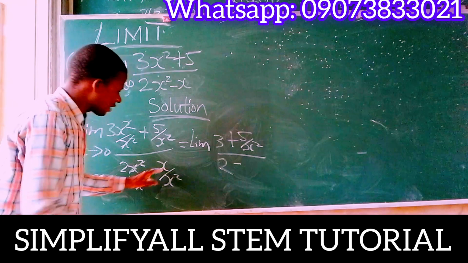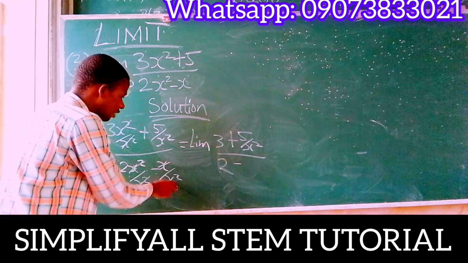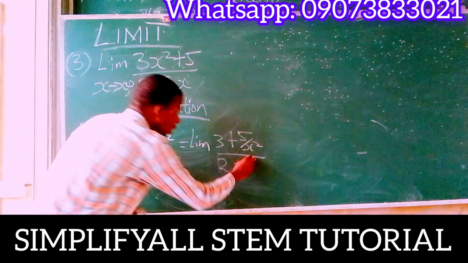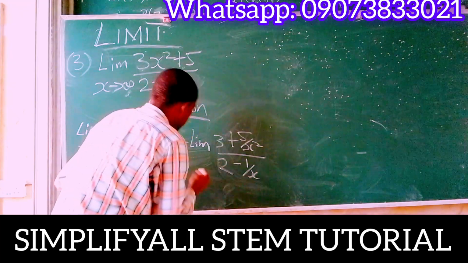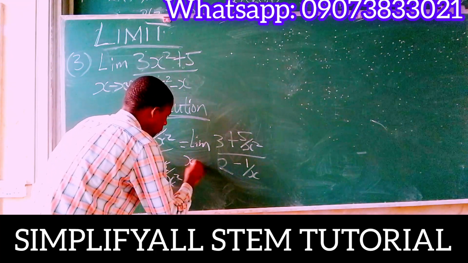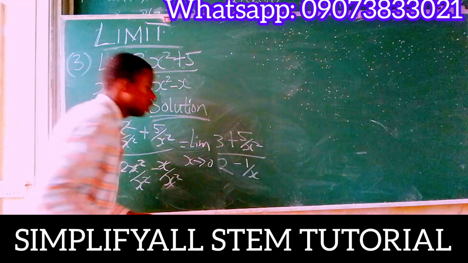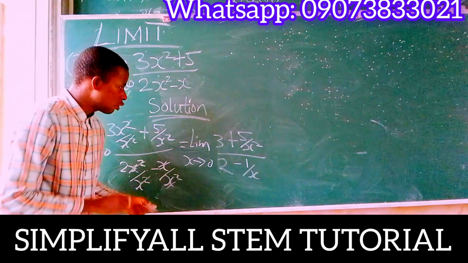Now we come to the minus term. x cancels one x, so we have 1 all over x, as x tends to 0. Do you understand? Okay, that's nice. As x tends to 0.